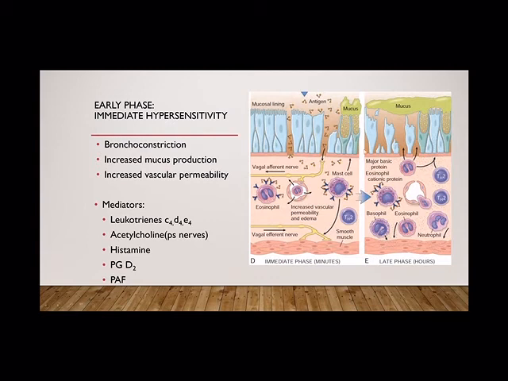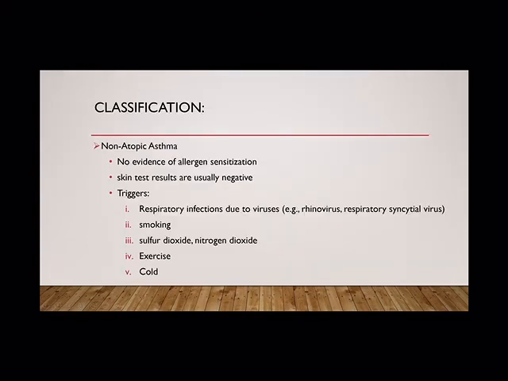So in the late phase, you will also have all the inflammatory processes going on. So this is the pathogenesis of your atopic asthma. It's actually a type 1 hypersensitivity. Next is your non-atopic asthma.